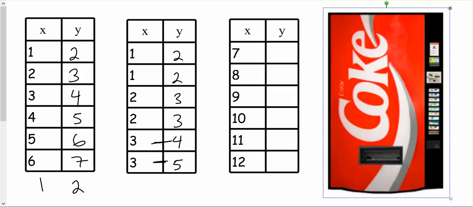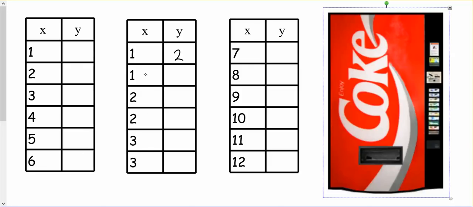Now, also, we can have the same output for different inputs. What do I mean by that? I can input a 1 and get out a 2. And don't pay any attention to what we did here. This chart doesn't affect this middle chart. So now every time I input a 1, I've got to get out a 2 for this to be functioning correctly.